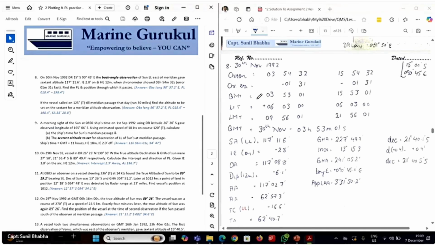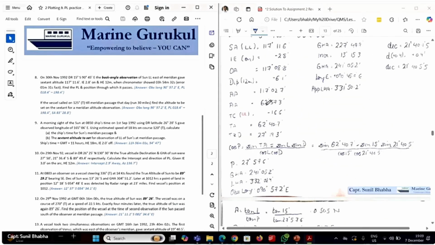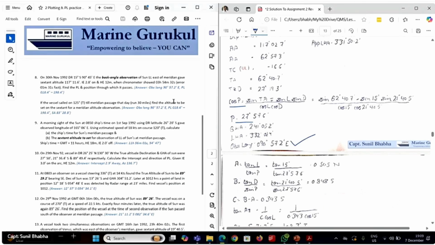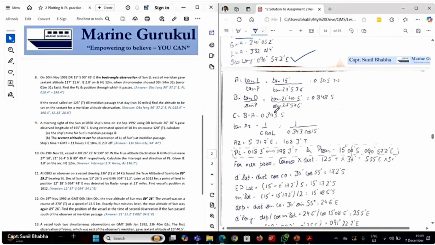Okay. So he has first corrected the altitude. He has got the long by Cron. Observed longitude is obtained. And the position through which it passes. If the vessel sailed on 125 till meridian passage that day, run 30 miles, find the altitude to be observed.